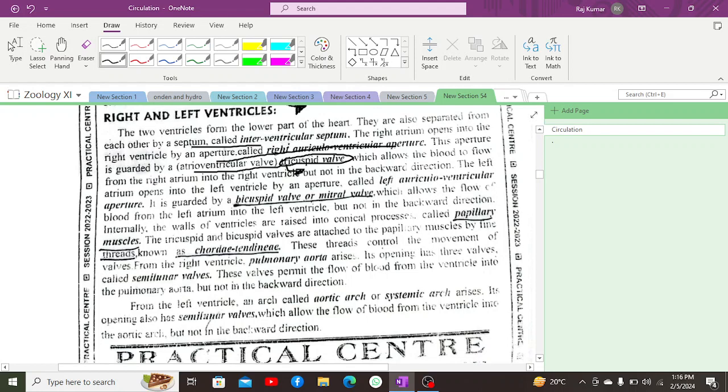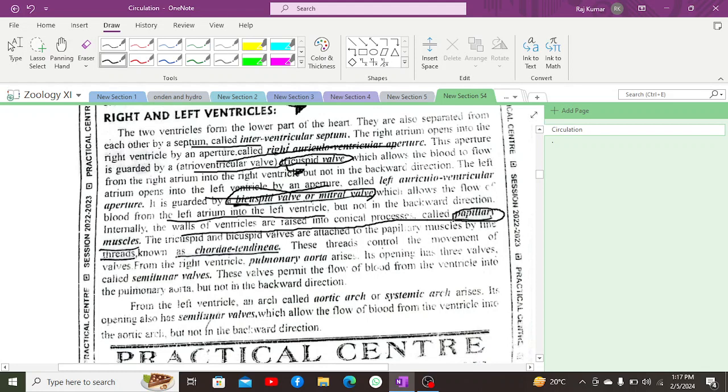The left atrium opens into the left ventricle by an aperture known as the left auriculoventricular aperture, which is guarded by a bicuspid valve or mitral valve, which allows the flow of blood from the left atrium into the left ventricle, but not in the backward direction. Internally, the walls of the ventricles are raised into conical processes called papillary muscles.